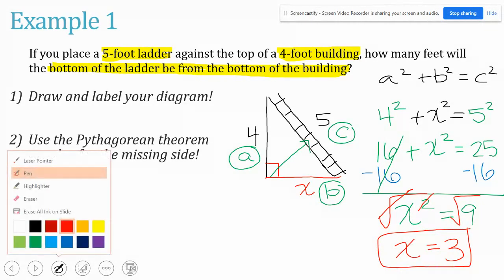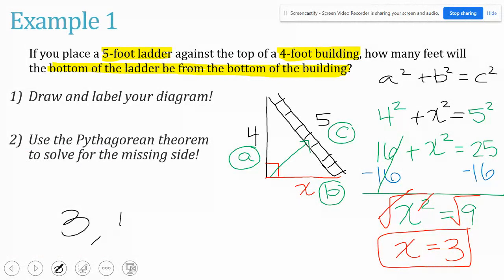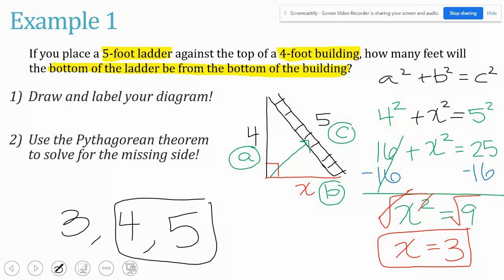Hopefully you notice we have 3, 4, 5 for the sides of this right triangle, which is a Pythagorean triple. So if you know these two sides, technically you don't really even need to do the work, because you know these are two sides of a Pythagorean triple. I know the other side has to be 3. So that's a good way to look at it too.